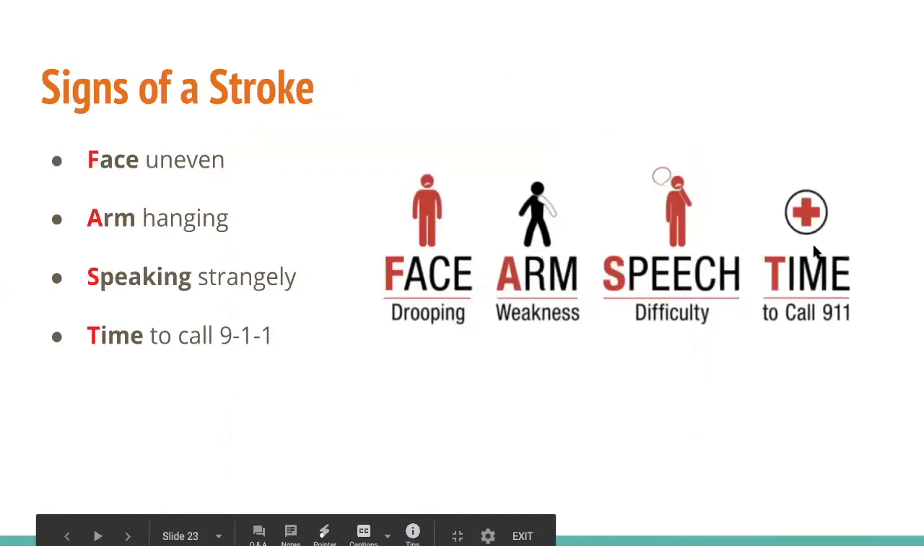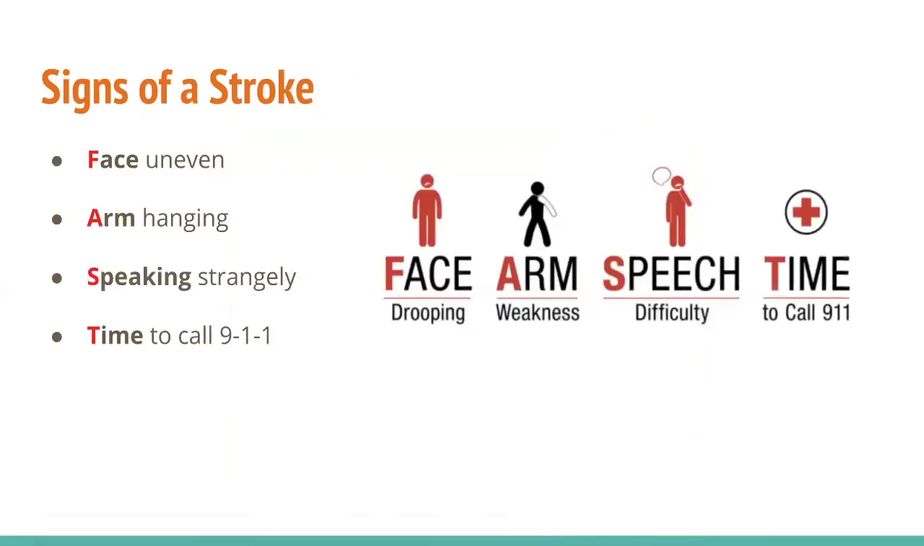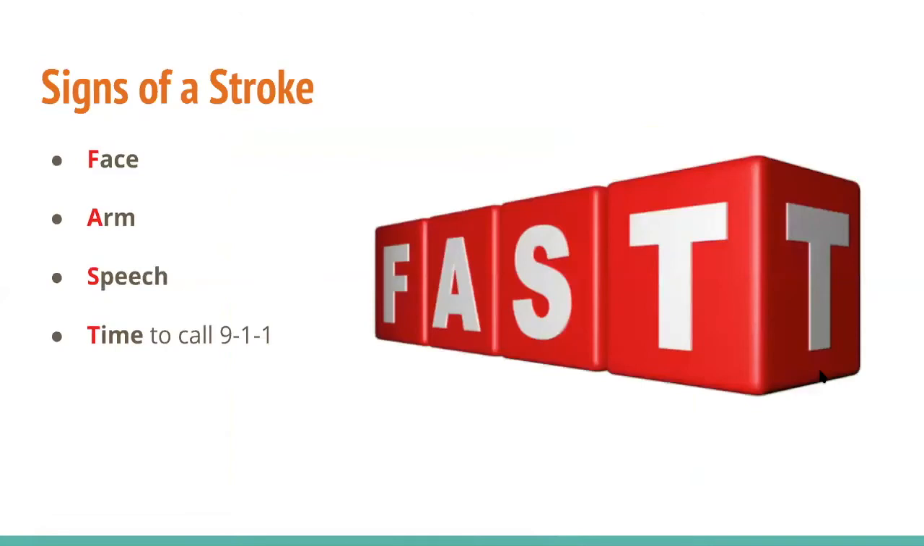All right, so just like the video showed you, the signs of a stroke are face being uneven, arm hanging, speaking strangely, and then time to call 911. You can remember this by the FAST acronym. So let's practice. Jake and Mike, what does F stand for? Face. A stands for arm. S stands for speech, and T stands for time to call 911.